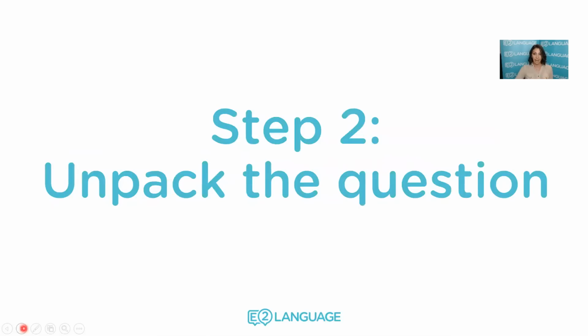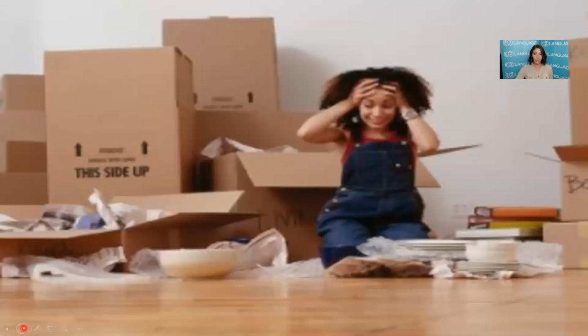Now we want to unpack the question. So a lot of the time when we get an essay question, it can look like a paragraph. It can be 4 to 5 sentences. And we look at it and we might say, okay, well, what is the essay about? What is it asking me to do? There's too much information. So we need to unpack it, take out the important pieces and separate them to make sure we really understand the question.